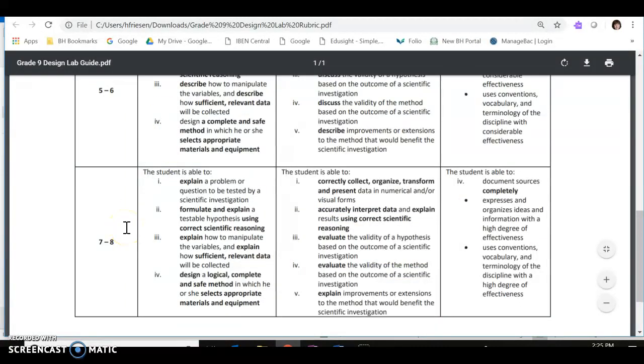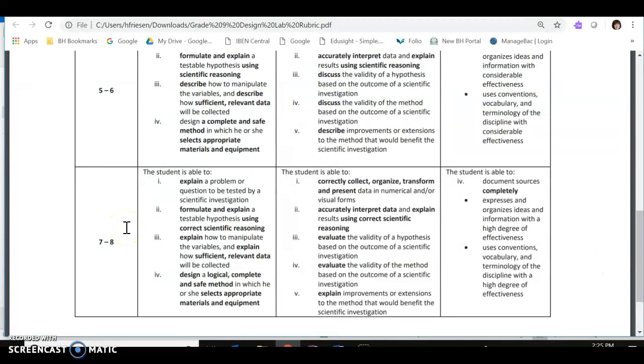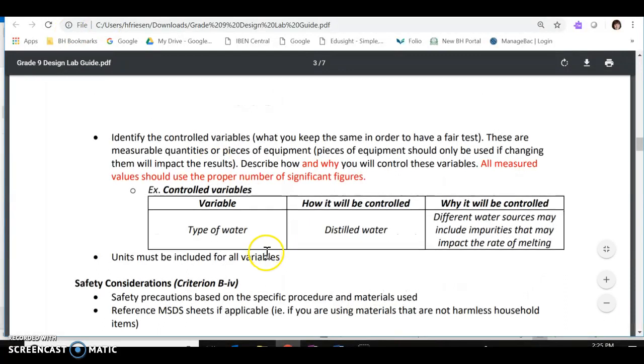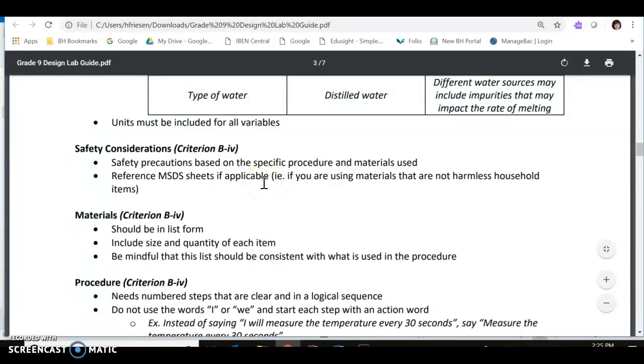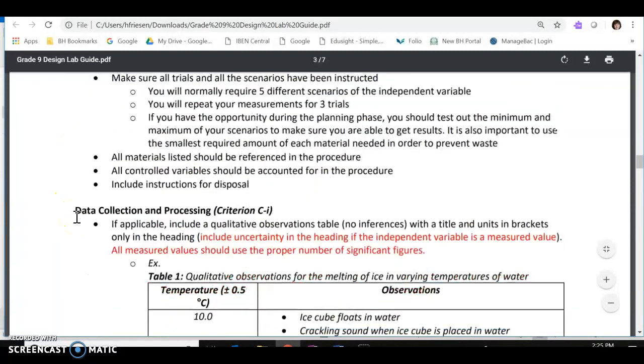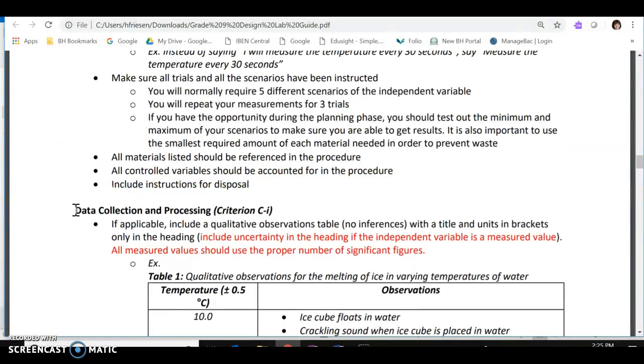Again, somebody reading your report should be able to replicate exactly, with no questions, exactly what you did when you provided yourself with the method and followed it to create the data that you're going to later describe in your report. In this particular investigation, we don't have safety considerations because it is a simulation. That piece of it has been removed. Materials we already discussed. Procedure we already discussed.